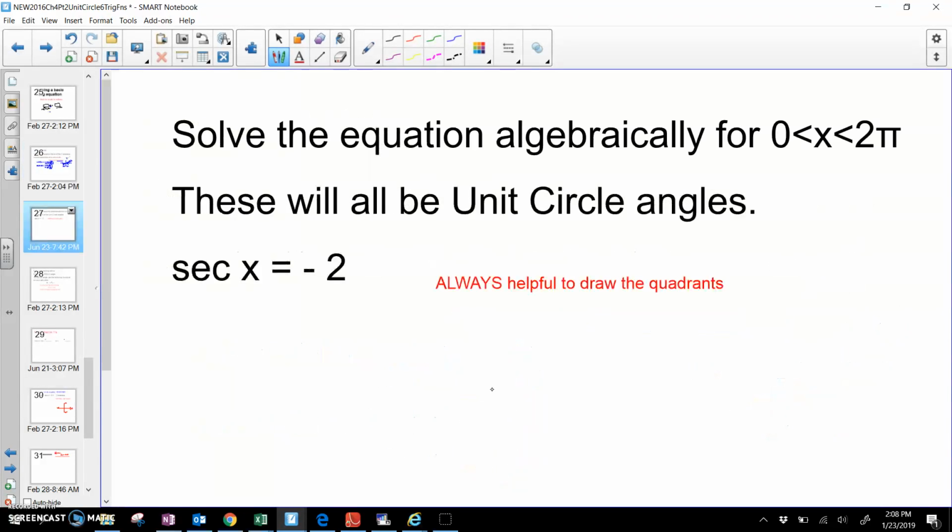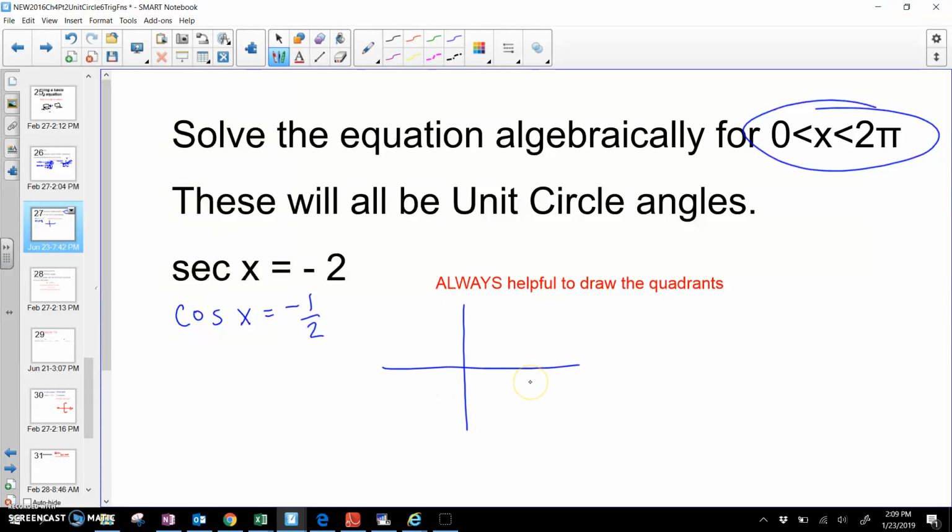Another example, I could give you secant of x and figure out when that equals -2. Now you'll notice in this case I did say to solve it for when it's between 0 and 2 pi, so I'm only going to worry about radians. And secant isn't my favorite to work with because it's not straight from the unit circle. Since it is the reciprocal function, I take the reciprocal of -2, which is -1/2. So really I'm figuring out when does cosine of x equal -1/2.